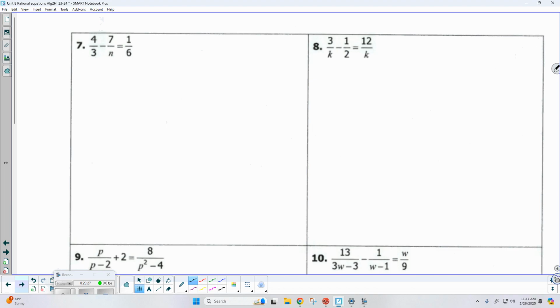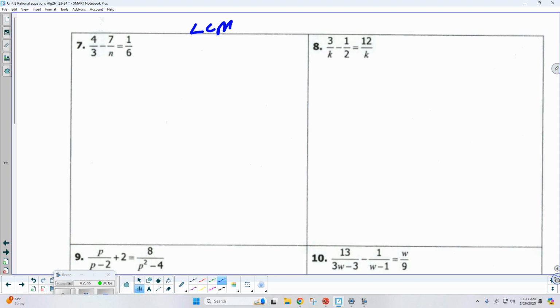Like in this particular fraction right here, I've got 4/3 minus 7/n equals 1/6. So you could take the time. You remember when we were adding and subtracting these rational expressions? You could go ahead and combine those on one side to create a proportion, but we're going to go ahead and look at something different. I want to go ahead and talk to you about a least common multiple.